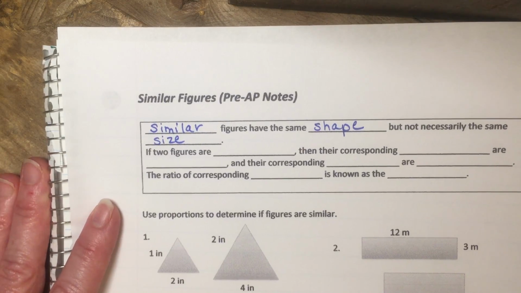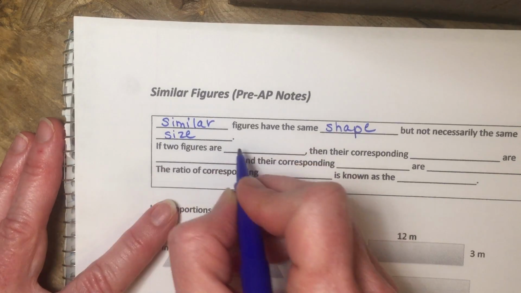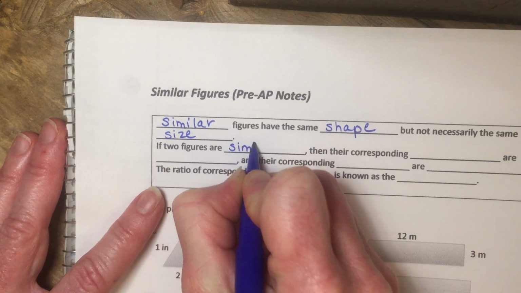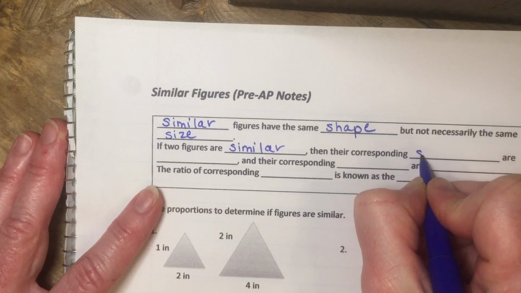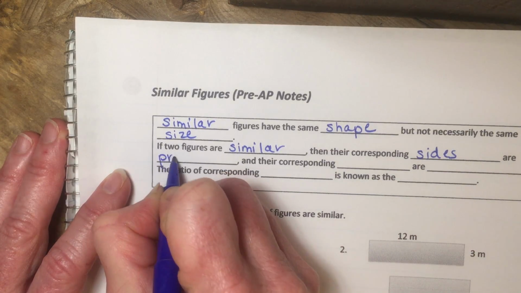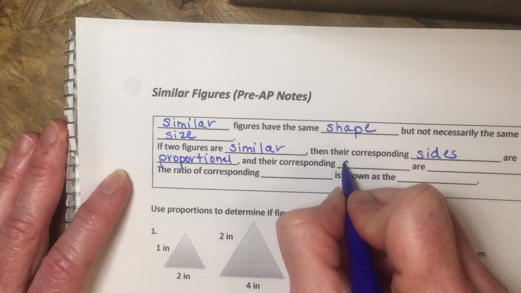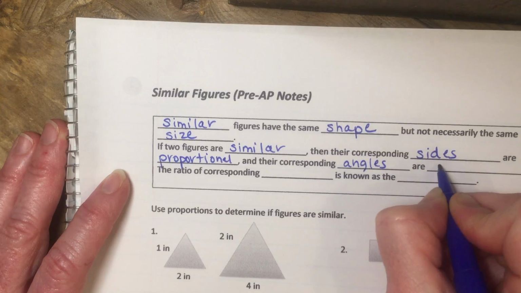And then similar figures in math have certain properties, and one of them is this. If two figures are similar, then their corresponding sides are proportional, and their corresponding angles are congruent.